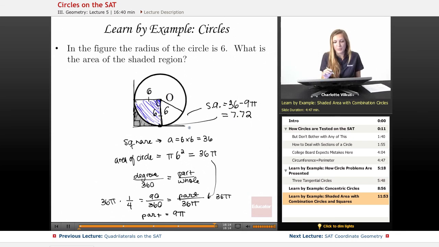So this is really breaking down circles and the other shapes that you're given, and then also using this relationship again, that circles stay proportional in terms of both area and circumference. So those are the keys to solving circle problems on the SAT.